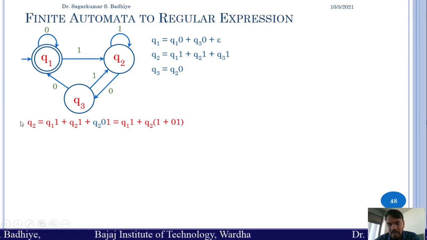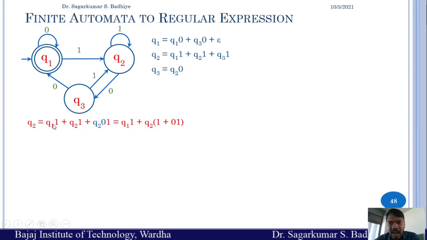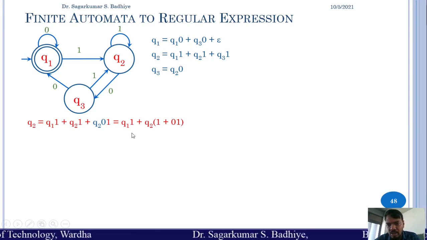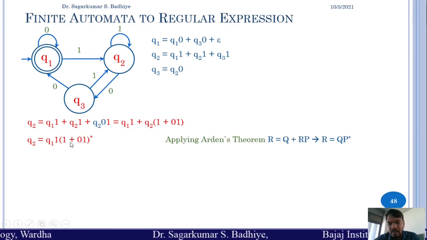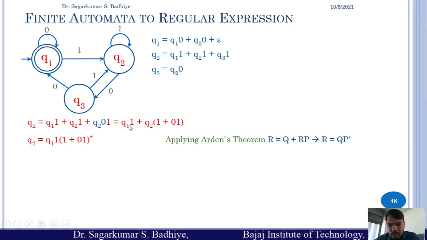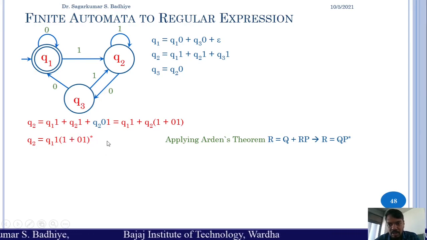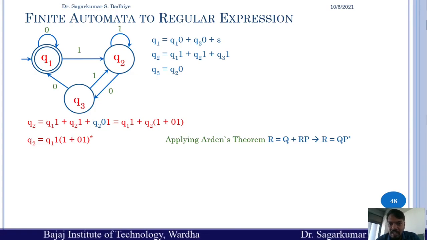Now we have the equation in the form of Arden's theorem, that is r equals q plus rp, right? And the solution to this equation is nothing but qp star. So we get q2 equals q p star, so it is q1 1 in bracket 1 plus 0 1 the whole star. This is according to Arden's theorem. We have seen the proof of Arden's theorem.